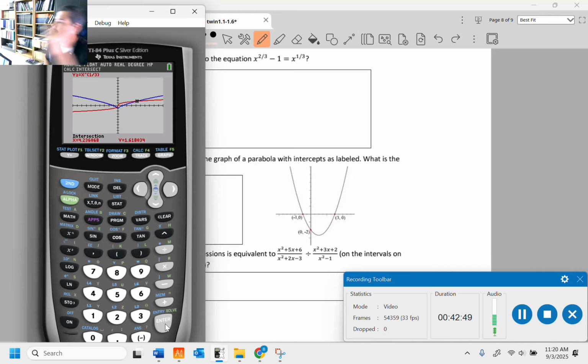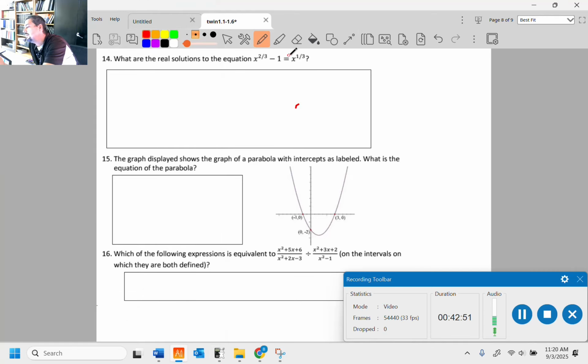So let's do the algebra behind this. What we're going to do is set it equal to 0. X to the 2/3 minus x to the 1/3 minus 1 equals 0. This has to be done with the quadratic formula. We're going to think of this as u squared minus u minus 1. I'm letting u be x to the 1/3. If you square it, you get x to the 2/3. A is 1, B is negative 1, and C is negative 1.